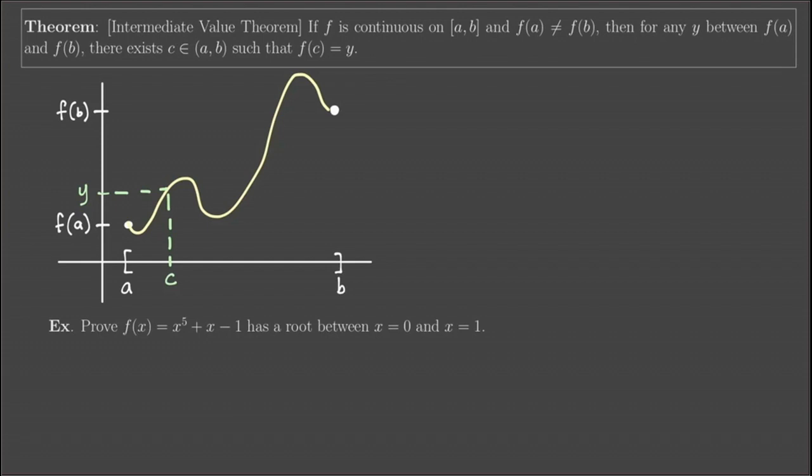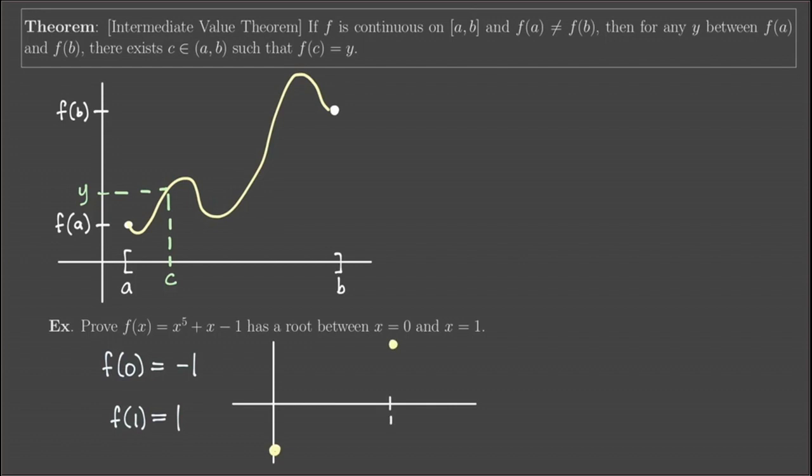What I can do is plug 0 into my function, and I get f of 0 equals 0 to the 5th plus 0 minus 1, which is negative 1, whereas f of 1 is going to be 1 to the 5th plus 1 minus 1, which is 1. Therefore, somewhere between the point (0, -1) and the point (1, 1), this continuous function has to cross the x-axis. I don't know from this picture where it crosses. Is it closer to 0 or is it closer to 1?